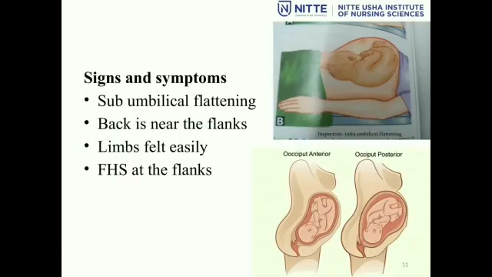The signs and symptoms of occipitoposterior are: one is subumbilical flattening, where you can beautifully see the difference in the subumbilical flattening between occipitoanterior and occipitoposterior. The back is near the flanks, which you can identify in the figure. Limbs are felt easily and the fetal heart rate is most audible at the flanks.